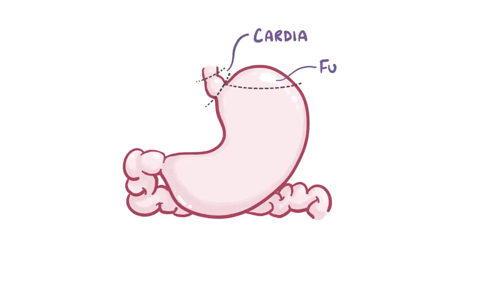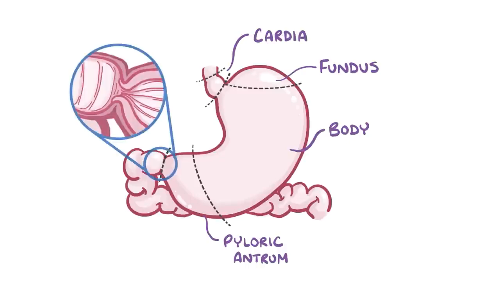Now, in the stomach, there are 4 regions: the cardia, the fundus, the body, and the pyloric antrum. There's also a pyloric sphincter, or valve, at the end of the stomach, which closes while eating, keeping food inside for the stomach to digest.